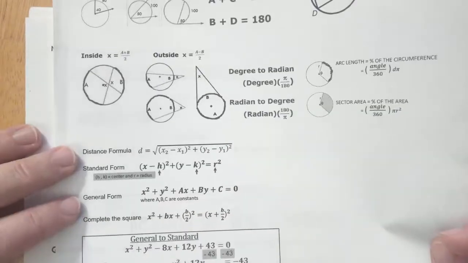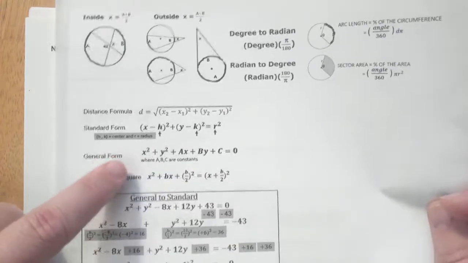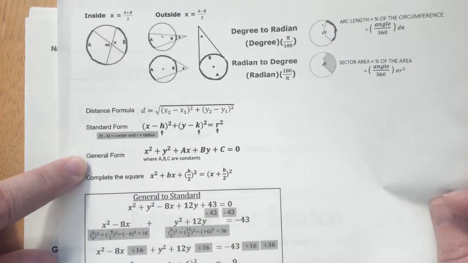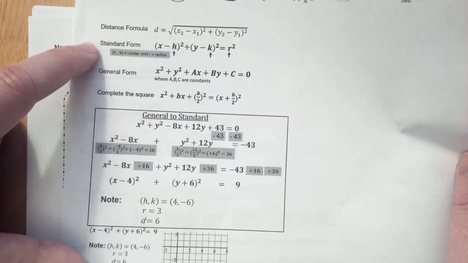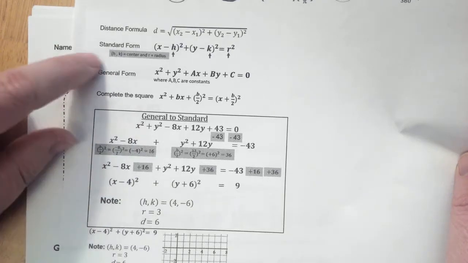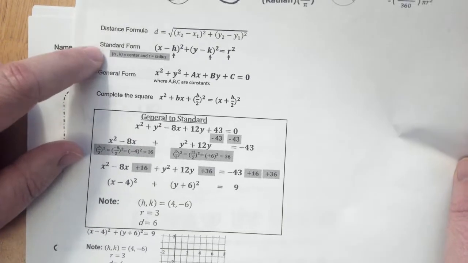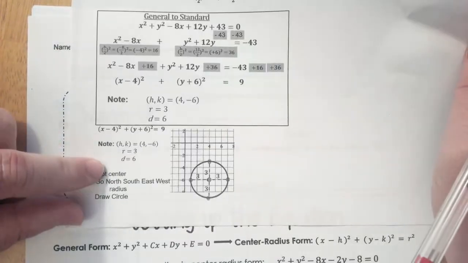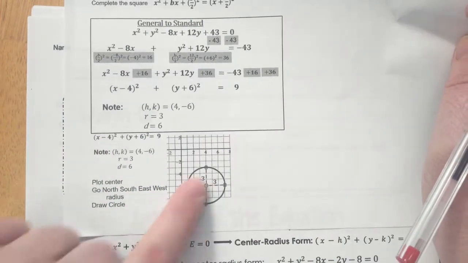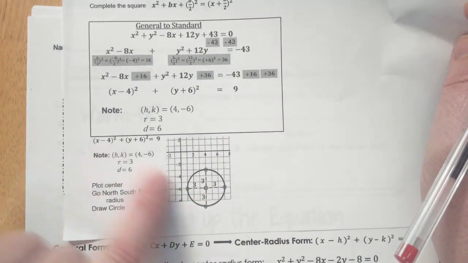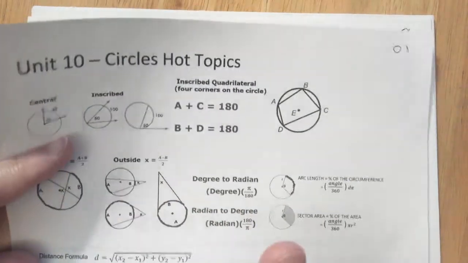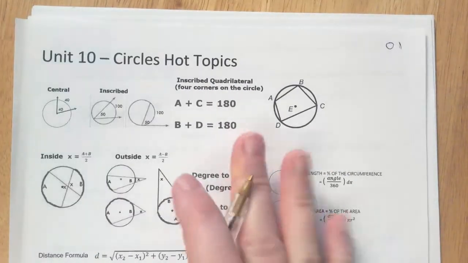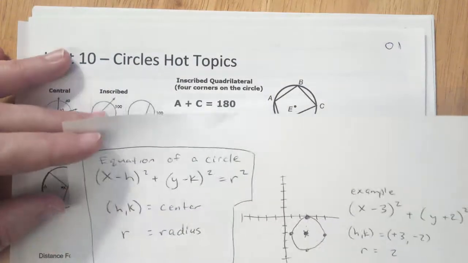On this Hot Topics page, it gives you the standard and general form of the circle equation, and it also gives you an example of how to change from general to standard. But that will be in the future. Right now we're just working on standard form, and it also shows how to go from the picture to the graph, and a bunch of other lovely things. So while we're here, let's make sure that we update this. Couple of things.